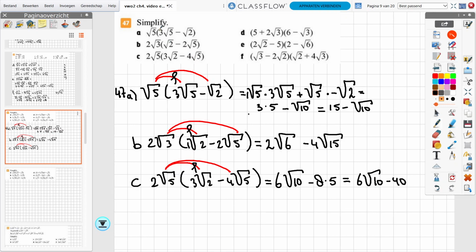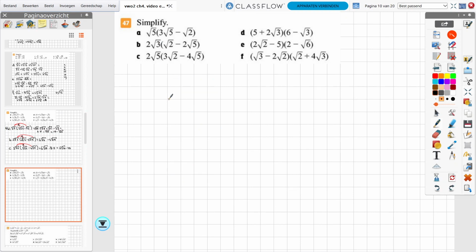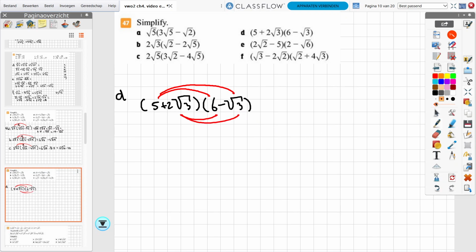The first 3 examples are with only one thing in front. But what I also can have is double brackets. 5 plus 2 root 3 times 6 minus root 3. And here you get what I oftentimes call the parrot speak method, right? Something like this. And do it multiplication by multiplication. So let's start at the top. We do 5 times 6. 5 times 6 is 30. Done with the first one.